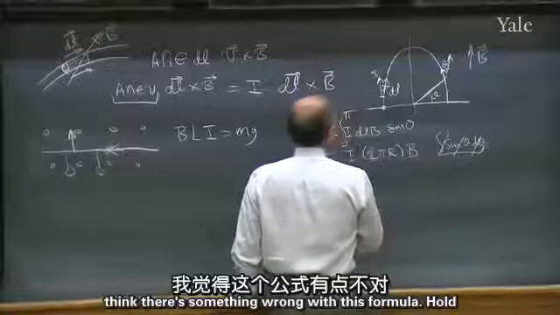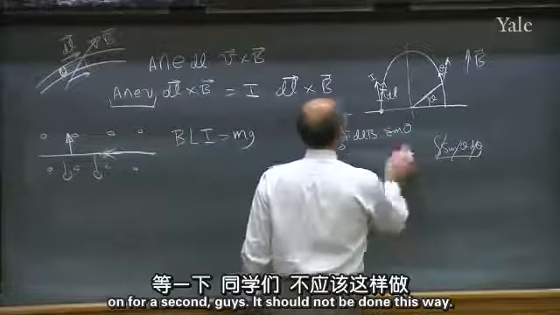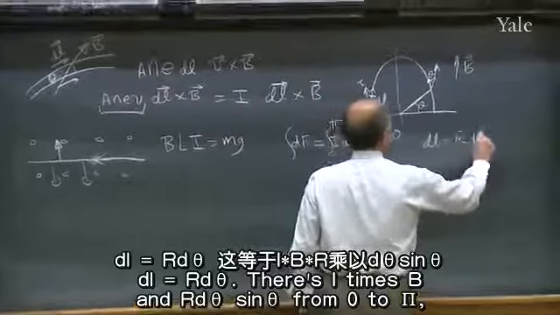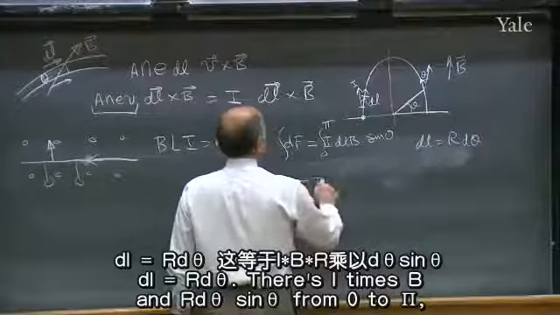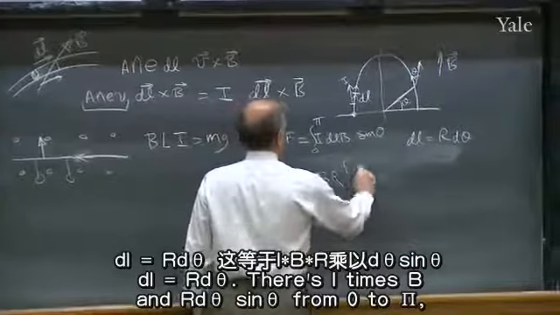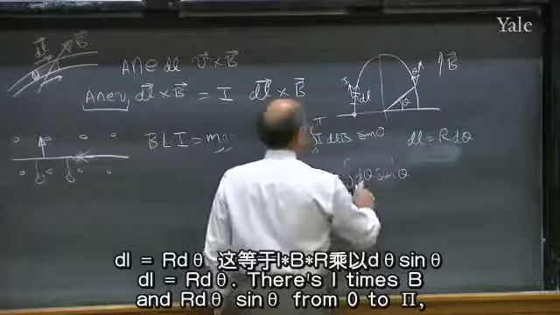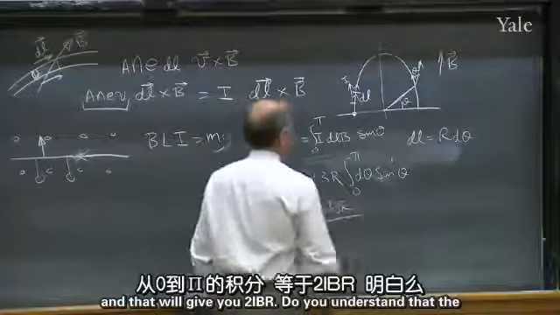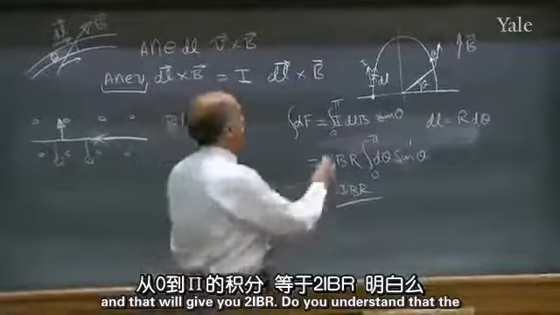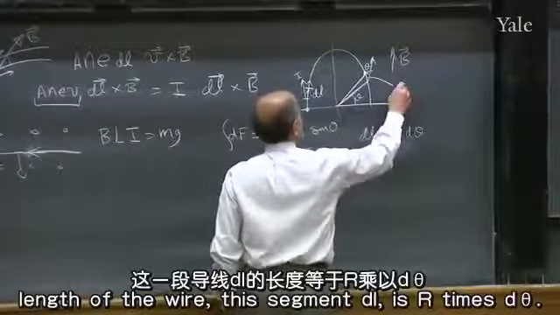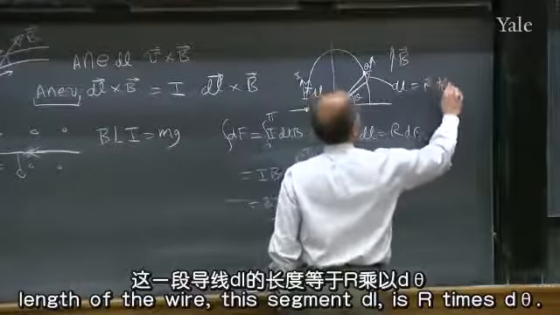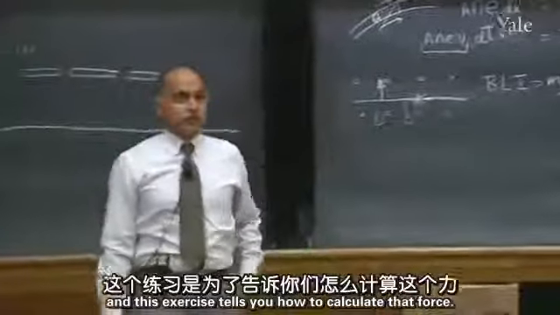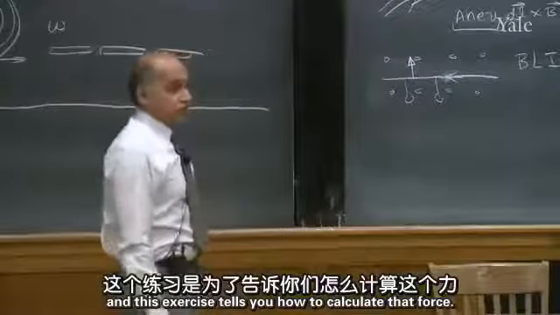I think that there's something wrong with this formula. Hold on for a second, guys. It should not be done this way. dl is equal to r d theta. So it's I times B times r d theta sine theta from 0 to pi, and that'll give you 2IBr. Do you understand that the length of the wire segment dl is r times d theta? Theta is measured in radians. Anyway, that's the force. What this exercise tells you is how you go about calculating the force.